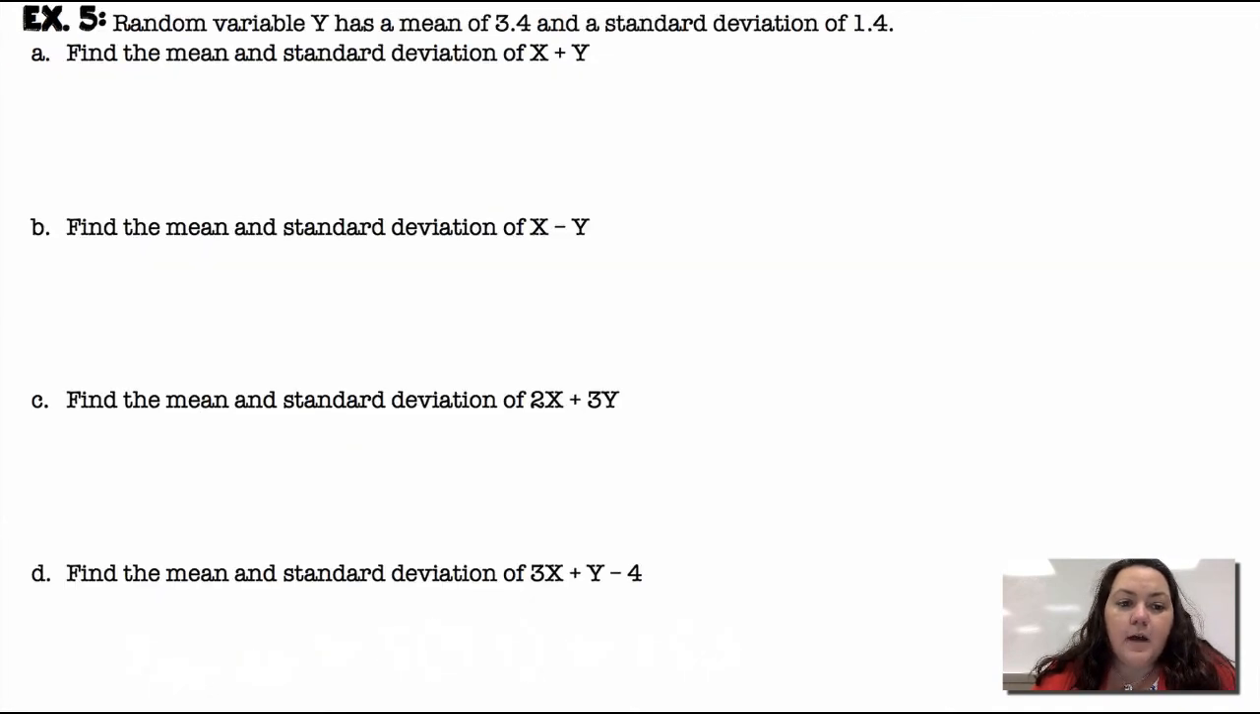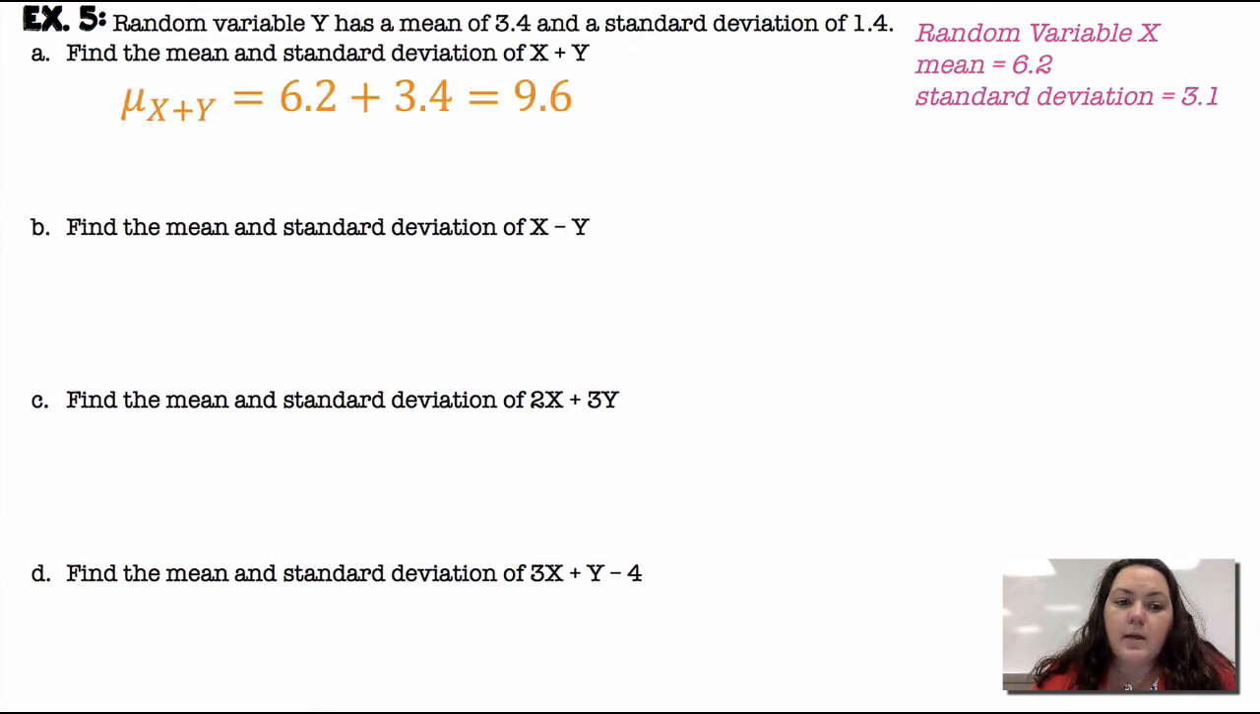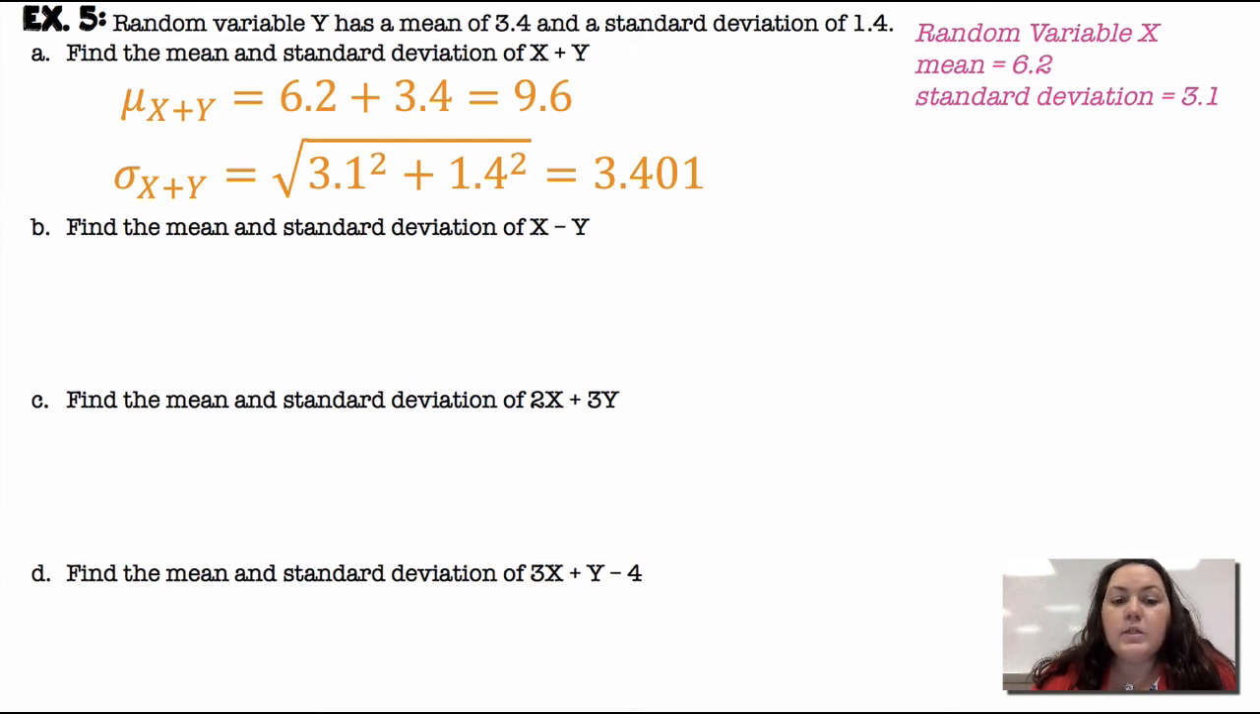All right, example 5. Random variable y has a mean of 3.4 and a standard deviation of 1.4. We're going to combine this with the previous example. So random variable x had a mean of 6.2 and a standard deviation of 3.1. Find the mean and standard deviation for x plus y. The mean of both of them added together gives me 9.6. For the standard deviation, I have to do the square root of 3.1 squared plus 1.4 squared.